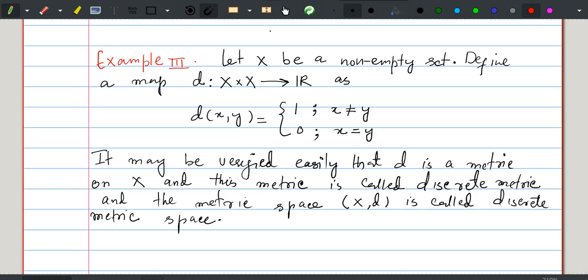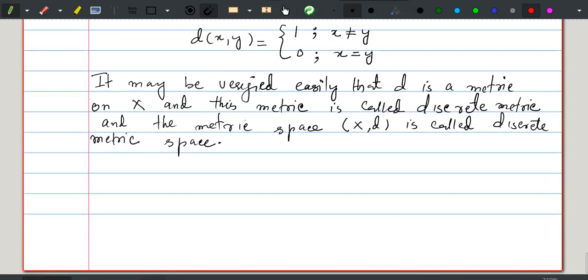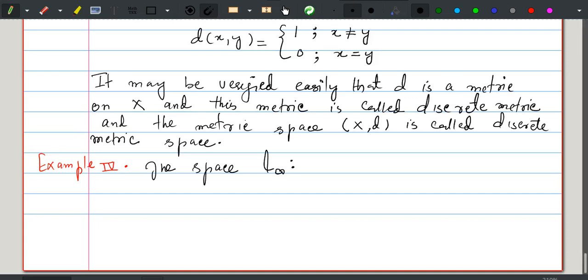Now let us do one more example. Example 4. This is called the L infinity space. This L infinity space consists of all bounded sequences of real numbers, bounded infinite sequences I mean.